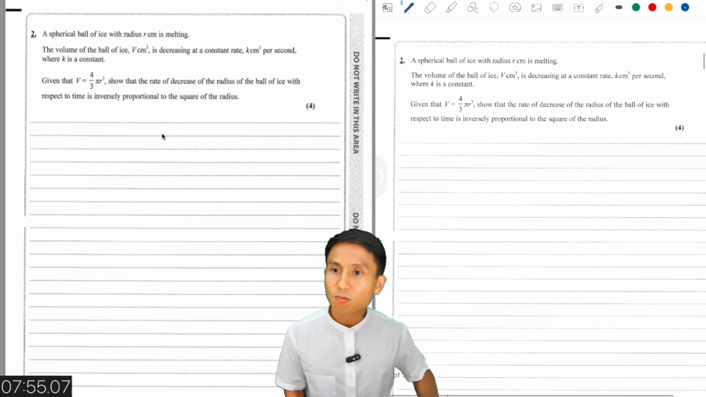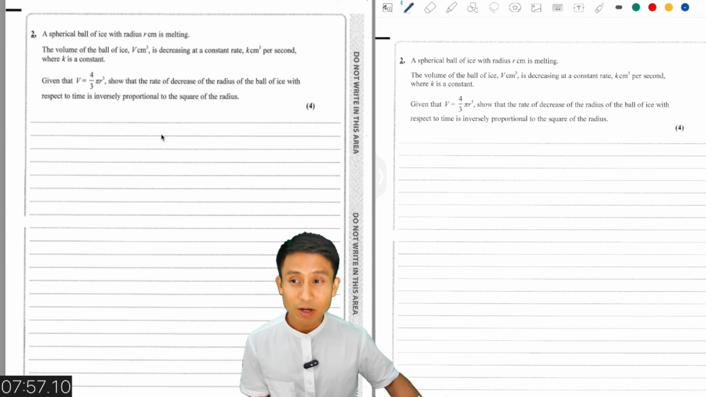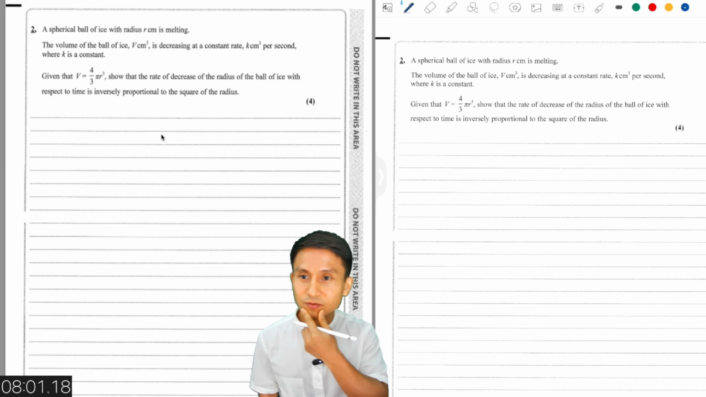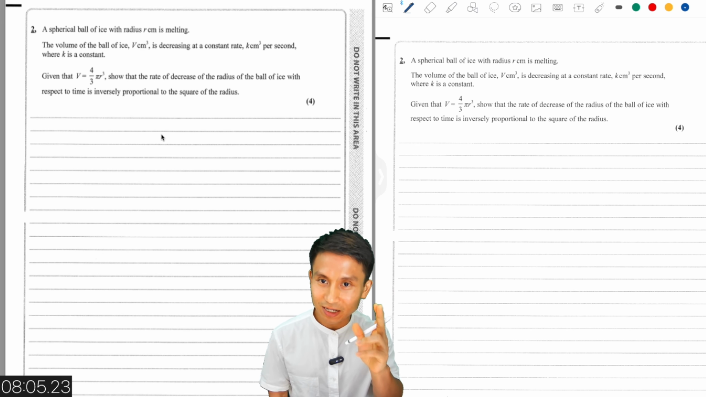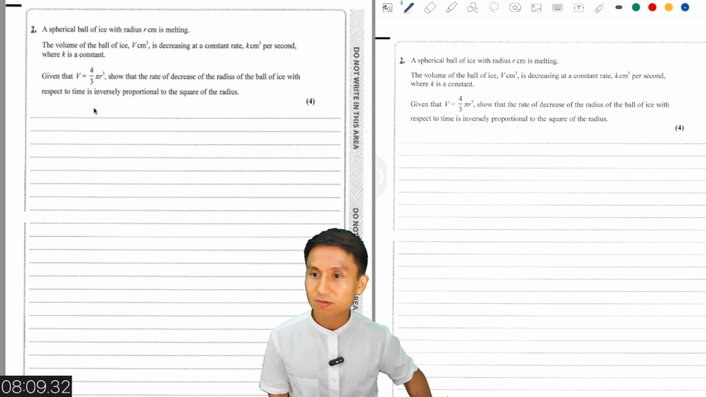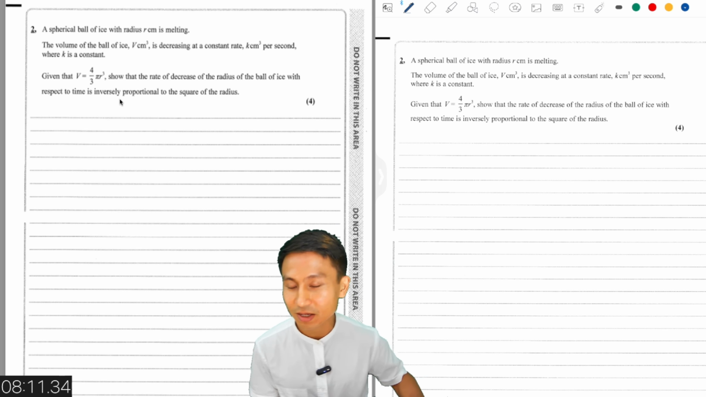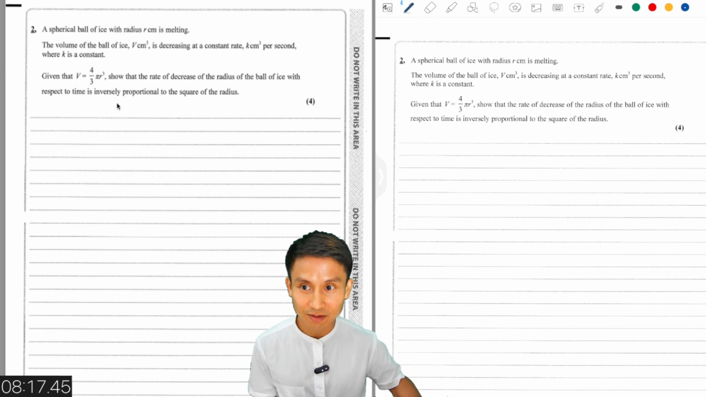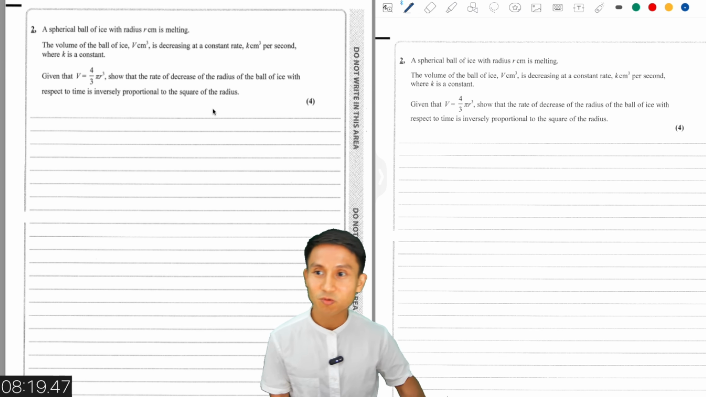Number 2, a spherical ball of ice with radius r is melting. Okay, this is rates of change. The volume of the ball of ice, v centimeter cubed, is decreasing at a constant rate. Decreasing here, guys, I note, per second. Given that v is 4 over 3 pi r cubed, show that the rate of decrease of the radius of the ball of ice with respect to time is inversely proportional to the square of the radius.